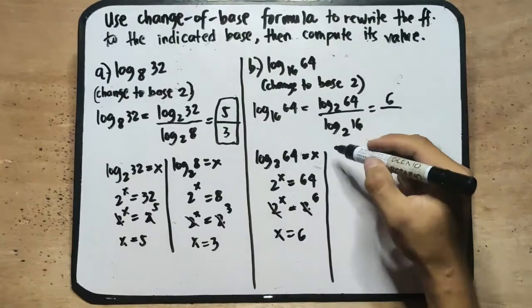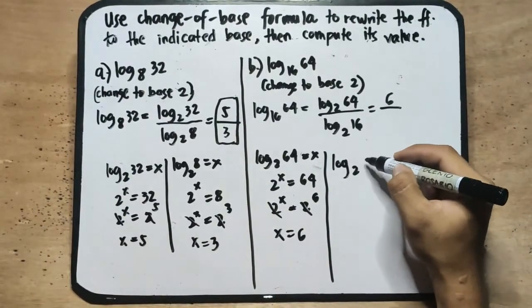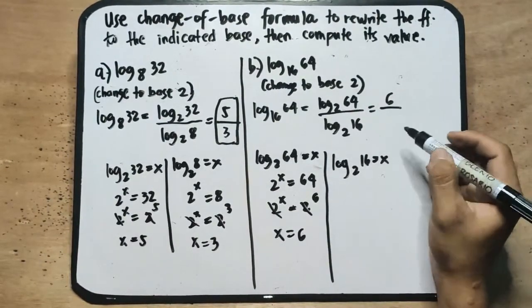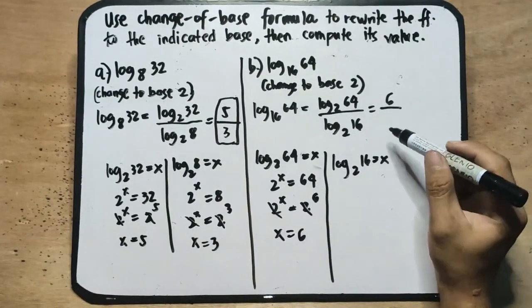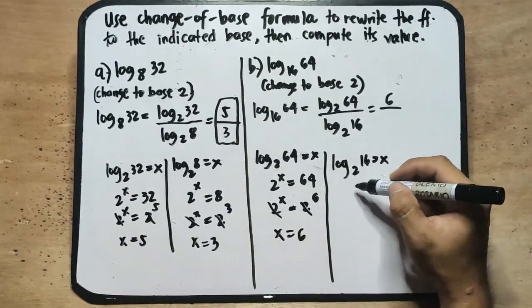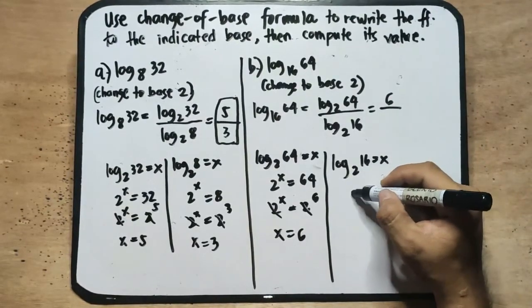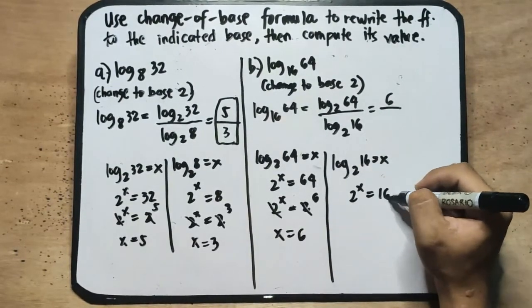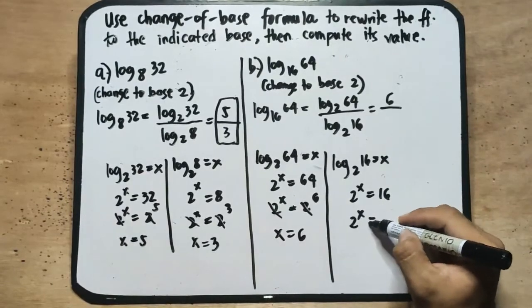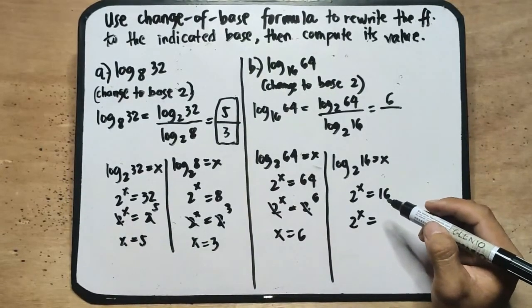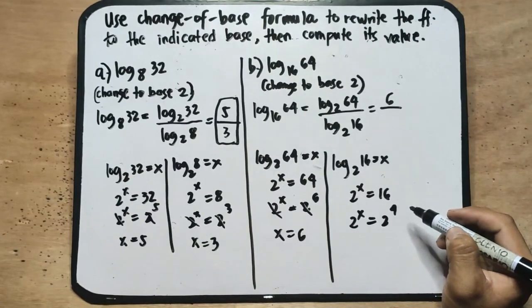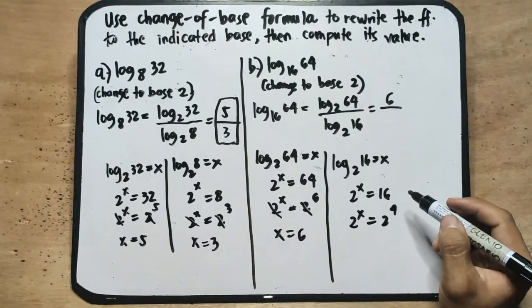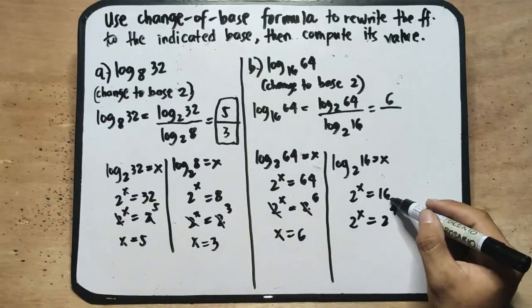For the denominator, we have log base 2 of 16 is equal to x. We just denote the value of each logarithm using x. So transforming this to exponential form, we have 2 raised to x is equal to 16. 16 is a multiple of 2. It can be written as 2 raised to 4 since 2 times 2 is 4 times 2 is 8 times 2 is 16. Kaya if we multiply 2 4 times with itself, the answer will be 16.